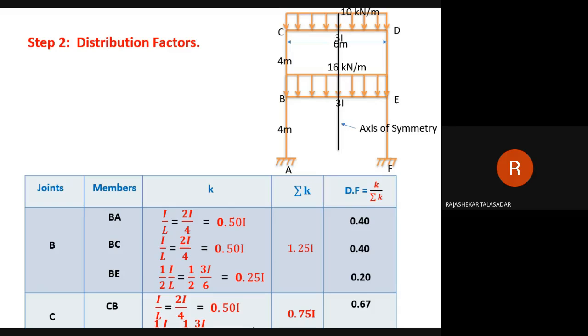What is K of CD? Half of I by L. Yes, half of I by L of that CD member. Okay, so I is 3I, L is 6.